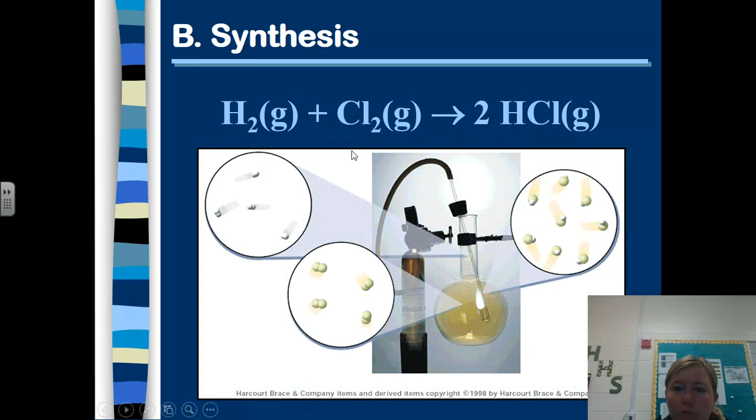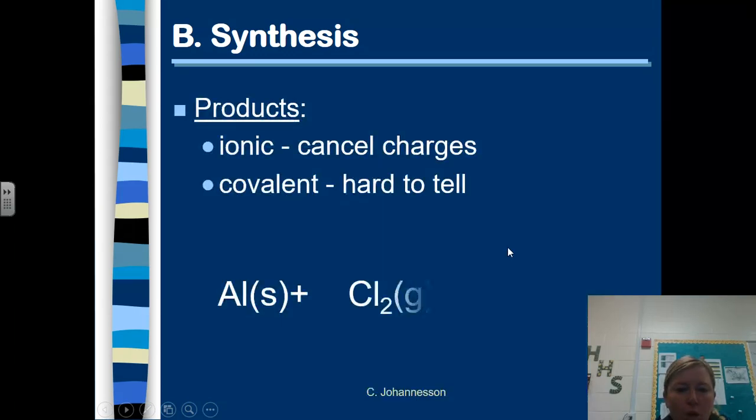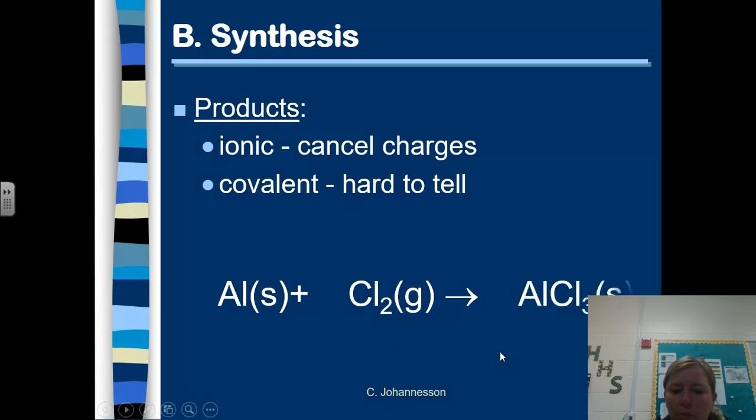Here's our example of a synthesis. We got H2 plus Cl2 makes HCl. These are both diatomic, that's why they got the little 2's there. But it has nothing to do with how they form their compound on the other side. You just simply use their charges when you do their compound. So if you were given this, you know it's synthesis because you got 2 single ones coming together, and you would just write their compound over here.